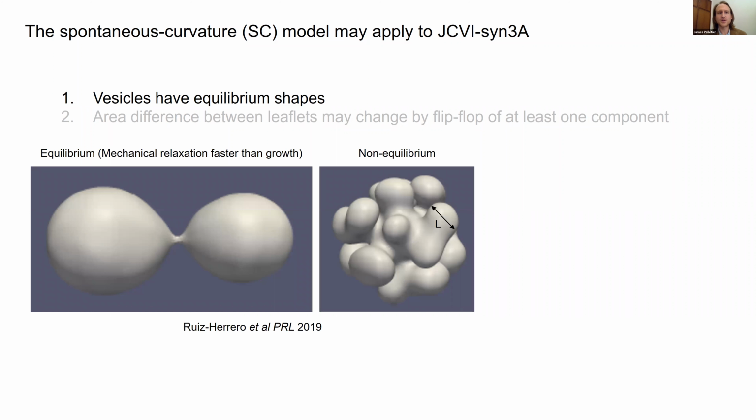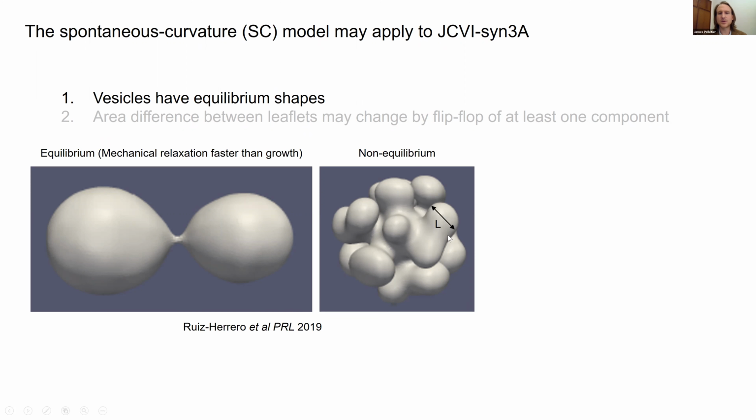So regarding this first assumption, might JCVI Syn3A have shapes that are in mechanical equilibrium, what are non-equilibrium processes that might cause the shape to be out of equilibrium? The first we would consider is the process of actively growing. So this recent work by Ruiz Herrero et al. has looked at a regime in which growth of the membrane is so fast that it's not able to mechanically equilibrate. And rather than having these smooth shapes that are in mechanical equilibrium, there are these highly wrinkled shapes where that excess surface area is taken up in these wrinkles.